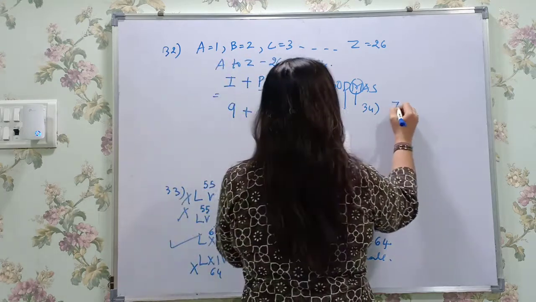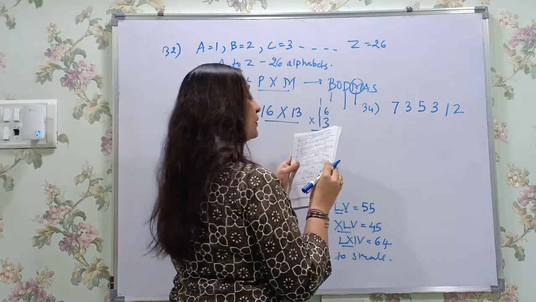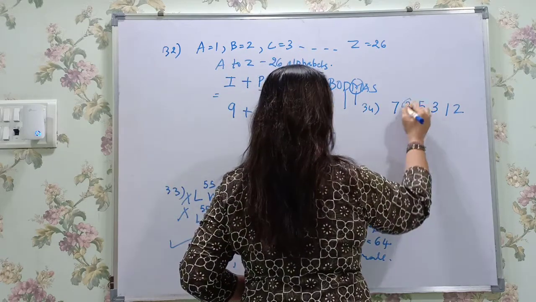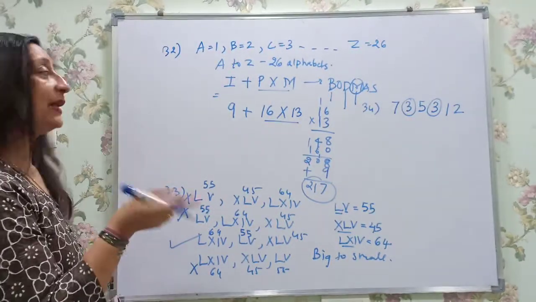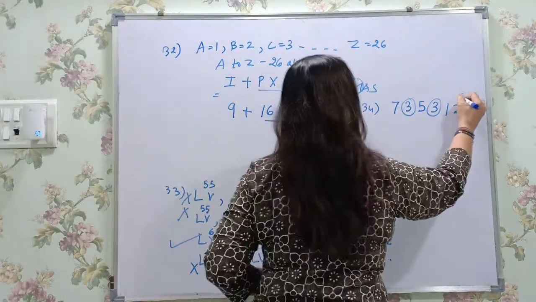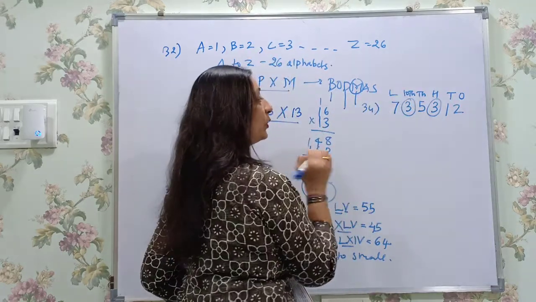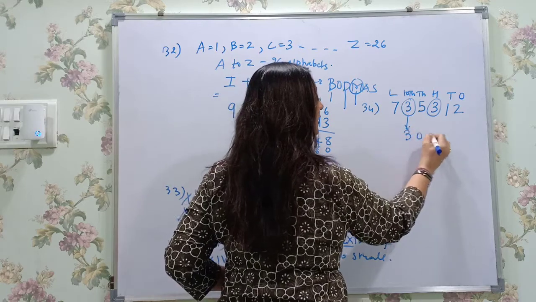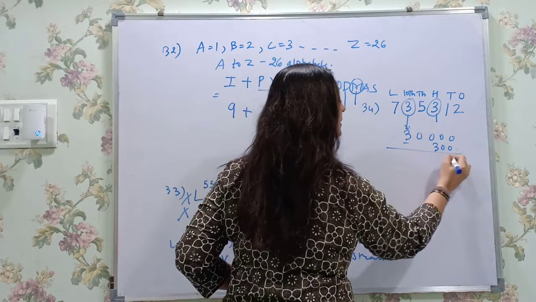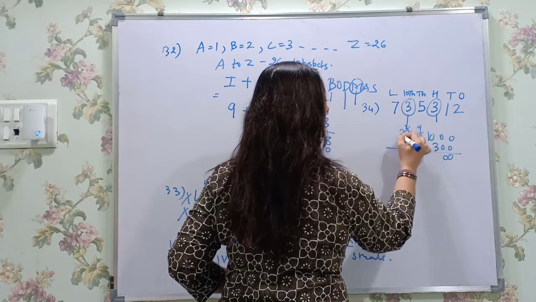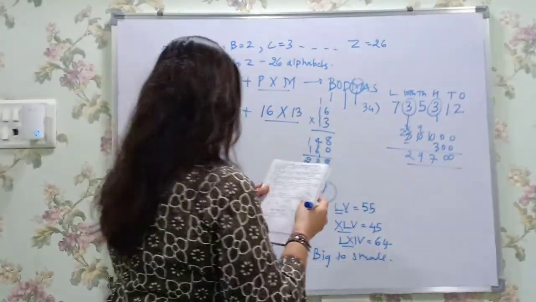In the number 735312, the difference between the place values of the digit 3. Now there are two threes here, right? So we have to find out first the place value of these two digits and then find out their difference. So this is ones, tens, hundreds, thousand, 10,000 and lakh. Okay. So what is the place value of this? 30,000. What is the place value of this? 300. So what is the difference? 29,700. Okay.